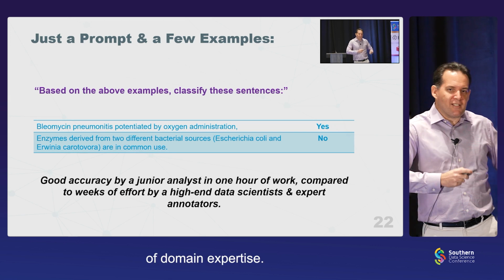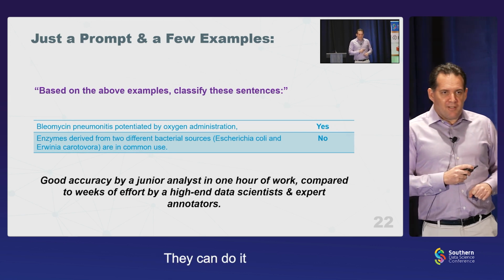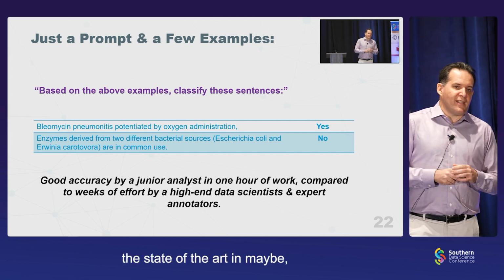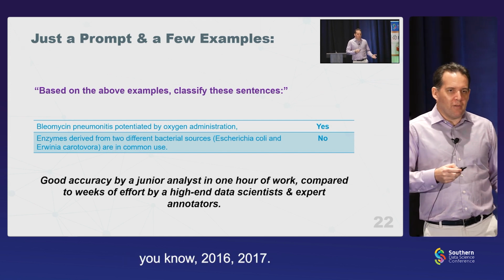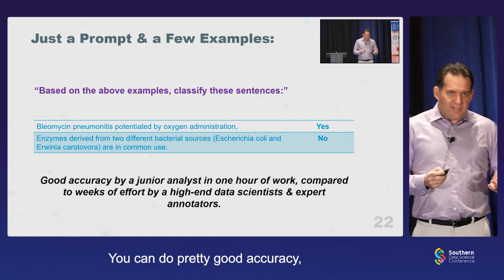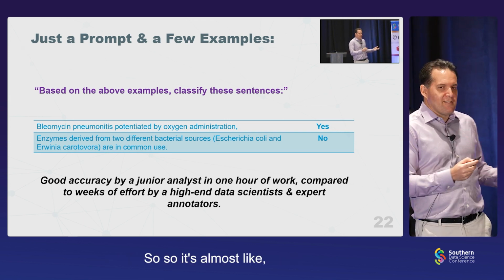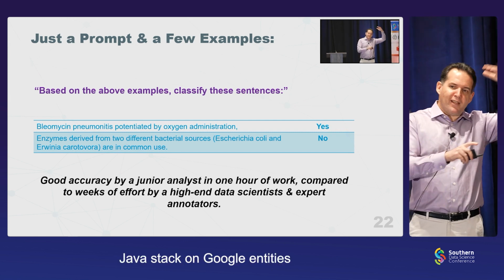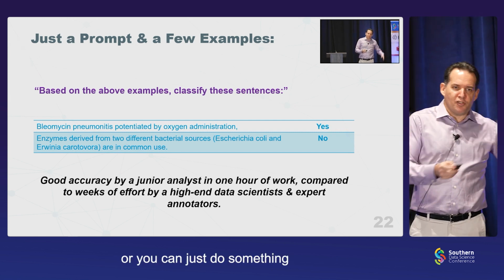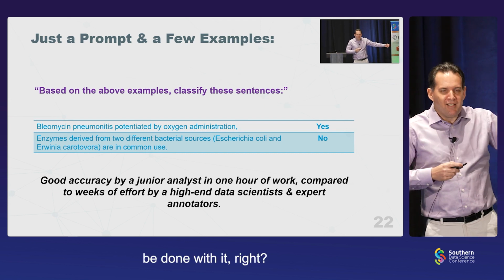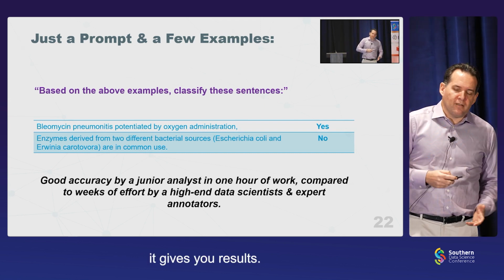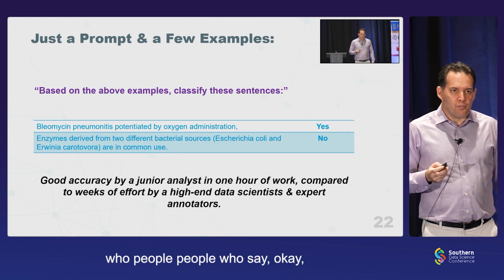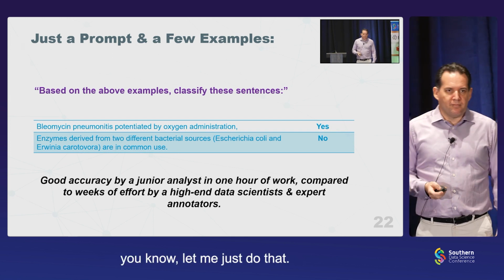Someone who has a bit of domain expertise can do it literally in 1 hour, right? And they can get you to what used to be the state of the art in maybe 2016, 2017, right? So you can get to pretty good accuracy with almost nothing. It's almost like you can build a whole web application, have a whole Java stack on Kubernetes and do the auto-scaling, or you can just do something in Excel and be done with it, right? And if it gives you the result, it gives you a result. And that's very exciting. And right now there's a lot of work and a lot of papers by people who say, okay, let me just do that.